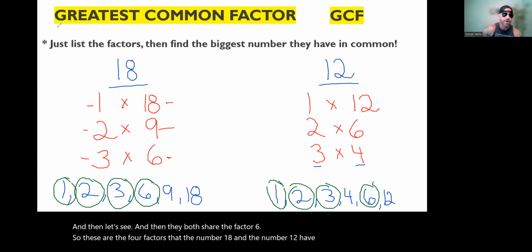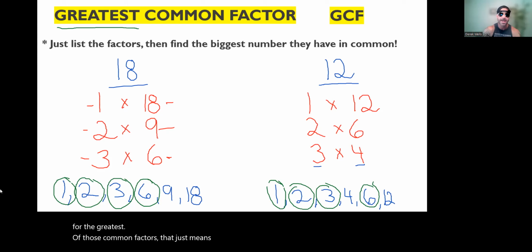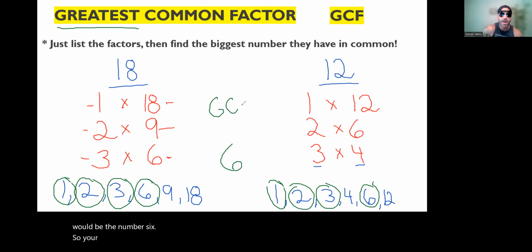Well, we're looking for the greatest of those common factors. That just means which one is the biggest. Out of these numbers we have circled, 1, 2, 3, and 6, I think we all know that the greatest of those numbers, the biggest, would be the number 6. So your GCF for the numbers 18 and 12 would be 6.